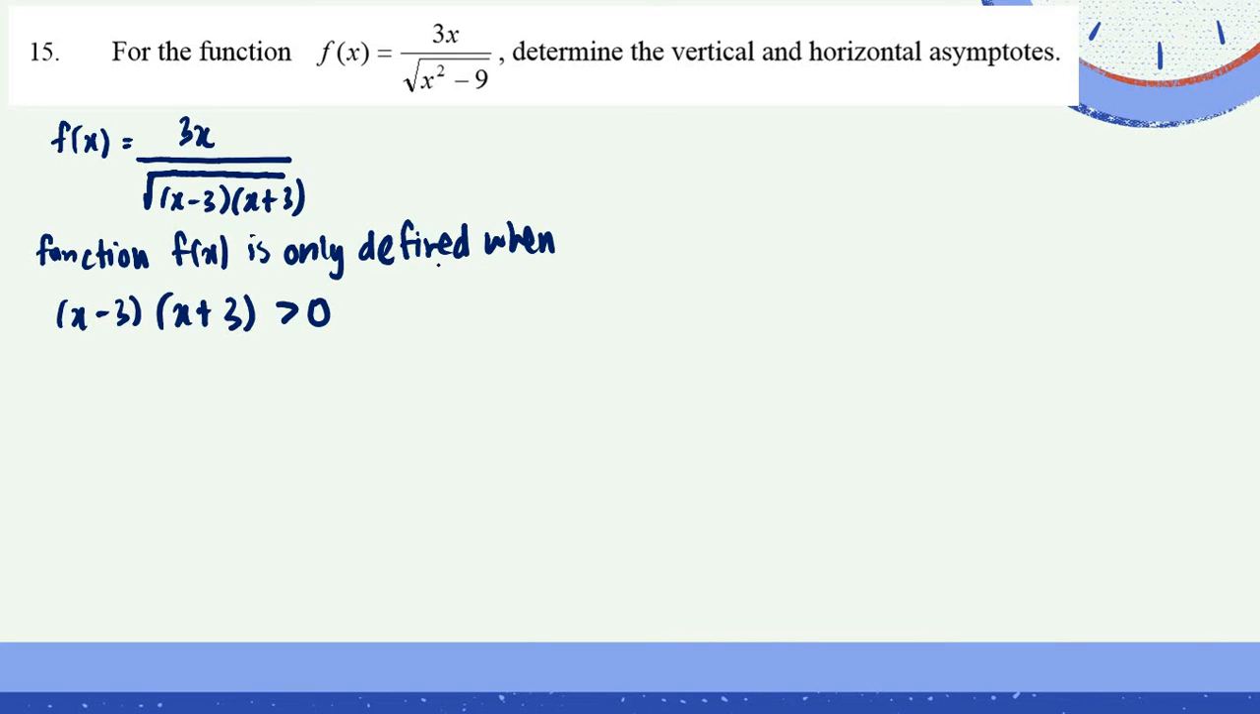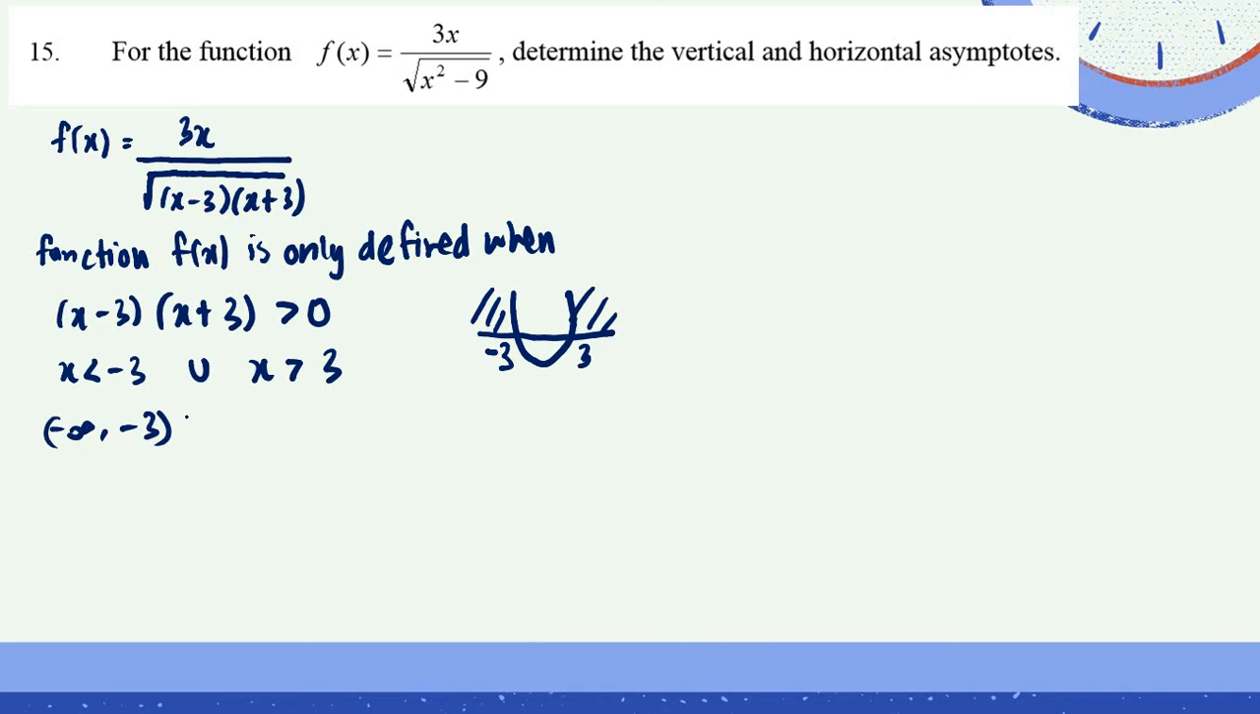For this one, you have to check by using the graph. It is a quadratic graph, x squared minus 9, a positive one. This one is negative 3, this one is 3, so we want the parts greater than 0. So these two sides give the solutions x is less than negative 3 union with x is greater than 3. So two values here. The domain is negative infinity to negative 3, union with 3 to infinity. So we can see this is the domain.